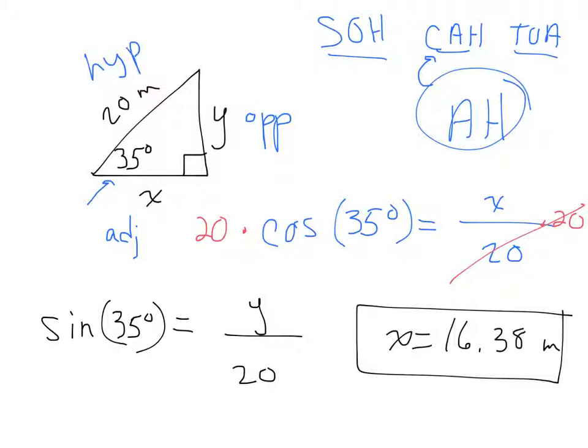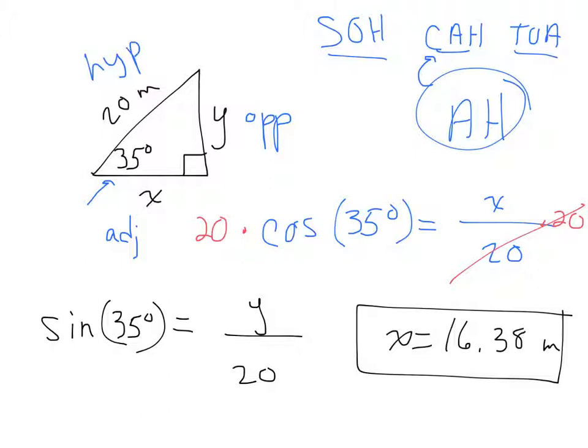I'm just confused on what we're finding now. So we're trying to find out the legs of the triangle. We first determined x, which was the base. That was 16.38 meters by solving for x. Now we want to find out what the height is, the y value.